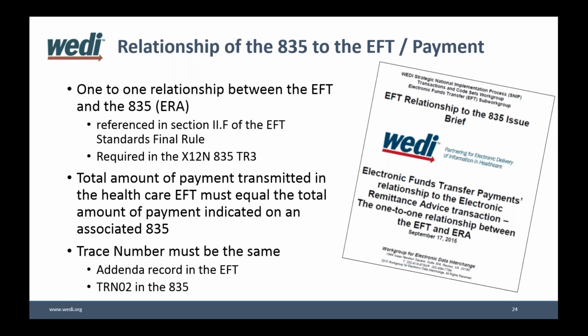The total amount of the payment transmitted in the healthcare EFT must equal the total amount of the payment that's indicated in the associated 835. So not only do the trace numbers have to match between the EFT and the 835 so they can be reassociated, but that payment amount has to match as well. So that way, the provider, when it receives both the payment and the 835, knows exactly how to match those transactions up. And all of that information is detailed in this paper. Again, that's available at wedi.org.